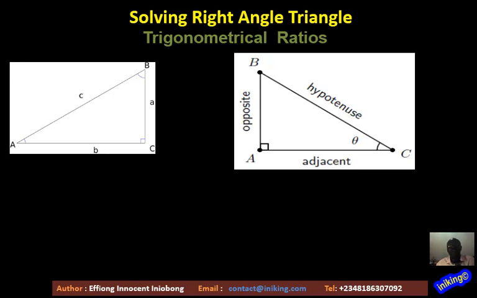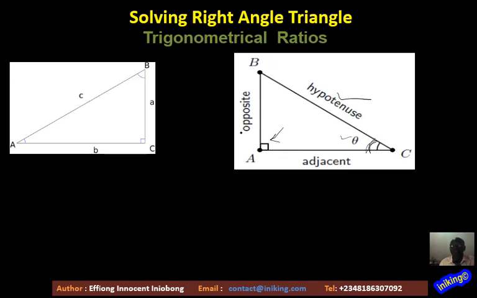Here we have triangle ABC, and we are looking at the angle down here. And that angle has been provided and it's called theta. How do we then label our sides? We have known right from the Pythagoras Theorem that the side that is facing the right angle, that is 90 degrees, the side facing it is called the hypotenuse.